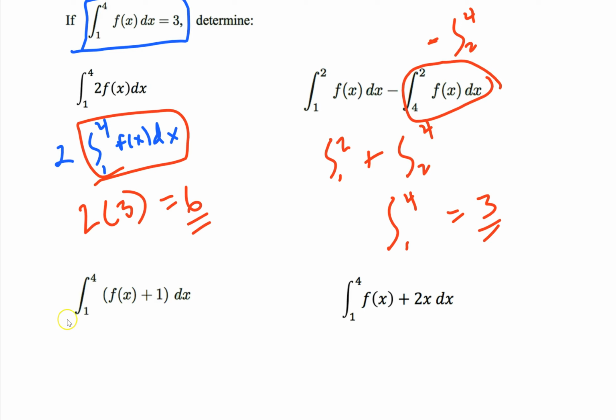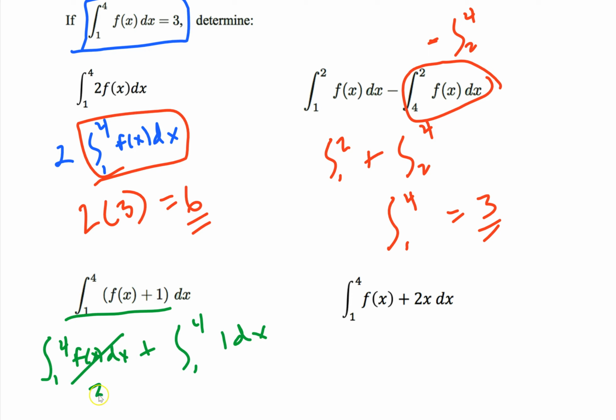So look at this one. I have this plus 1 there that's in my way. How about we separate it? Because that's a rule we could do. Integral 1 to 4 of f of x plus integral 1 to 4 of 1. Now this I know, they told me that equals 3. So all this, just 3.